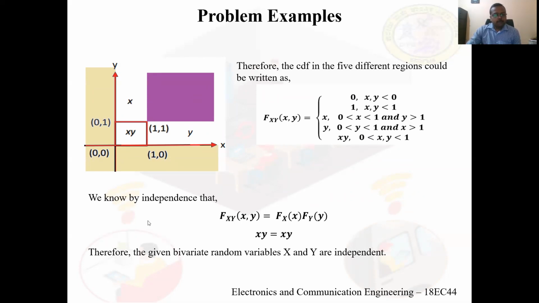Next, what do we need to find now? Now we need to say whether these two random variables are independent. We already calculated f_XY(x, y), which is equal to f_X(x) times f_Y(y). Now this is equal to what? xy, and this is also equal to xy here, right? If I integrate this one, f_X(x) you get as x, and f_Y(y) you get as y here, right? So therefore, you can say that the given bivariate random variables X and Y are independent here.